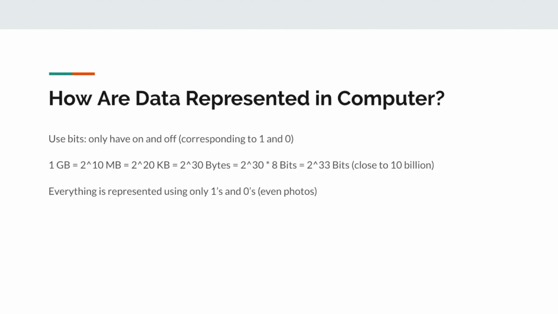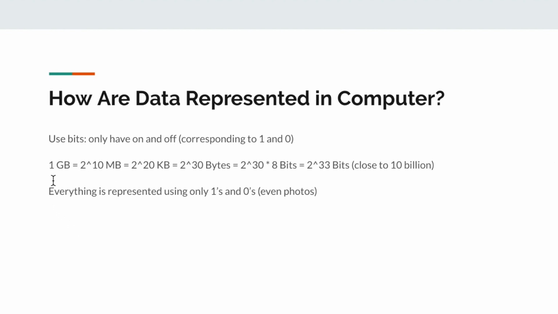After understanding the number system, we can understand the basics of how data are represented in computers. So in short, computers use bits, which have only 2 states, on and off, corresponding to 1 and 0. A lot of you might have heard of terms like gigabytes, megabytes, kilobytes. So each byte is 8 bits, and that's how they are being converted.